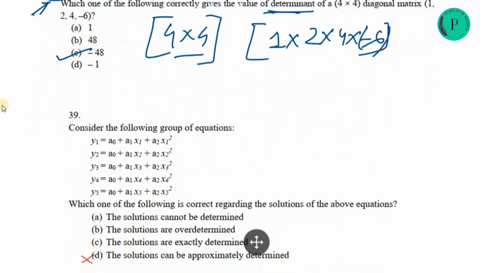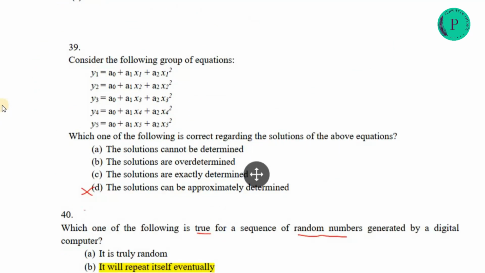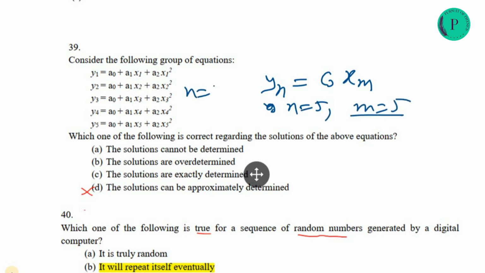This is the determinant. And the next question is about overdetermined or underdetermined systems, which is geophysical inversion. If you know that, y n equal to G into x m. So here n equal to 5 and m equal to also 5. If n equal to m, then it is exactly determined, and if n greater than m, then it is overdetermined, and if n less than m, then it is underdetermined. So here n equal to m, so you can find it is exactly determined.